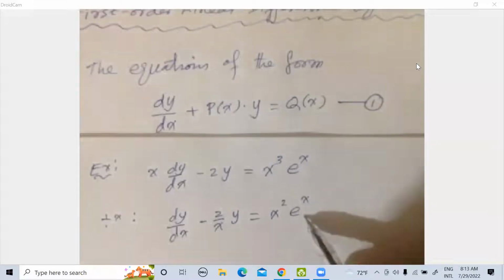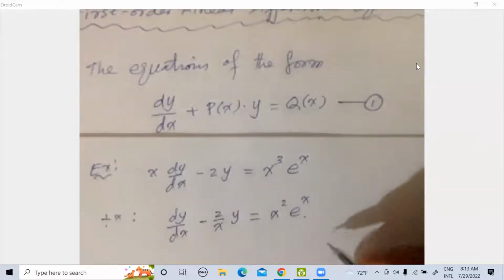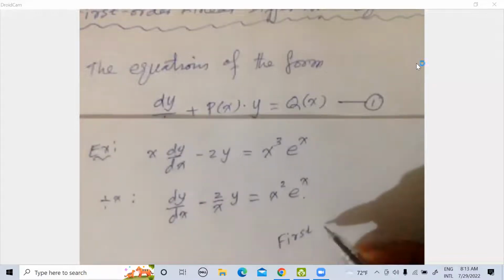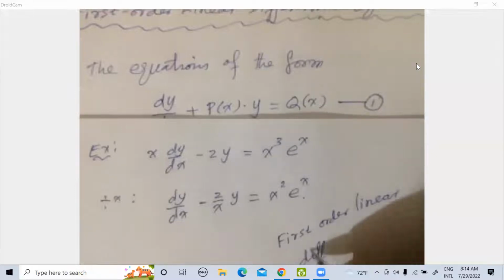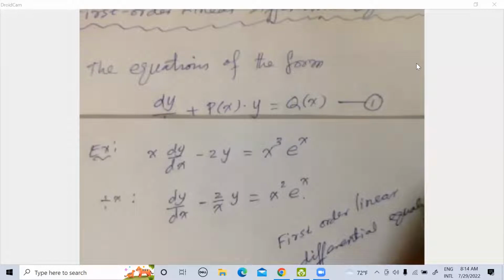Now these two are of the same type. So this is a linear first order. This is a first order linear differential equation. First order, only the first derivative is there. They are called linear differential equations. It's a first order linear differential equation.